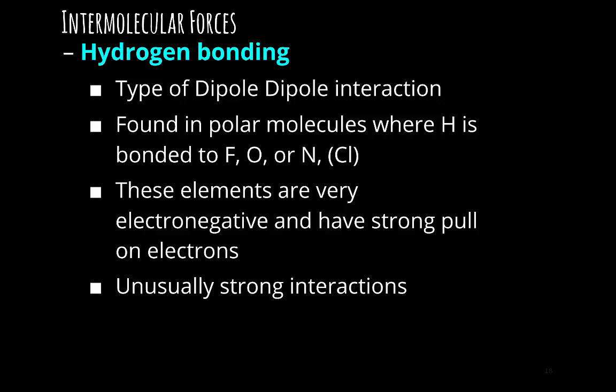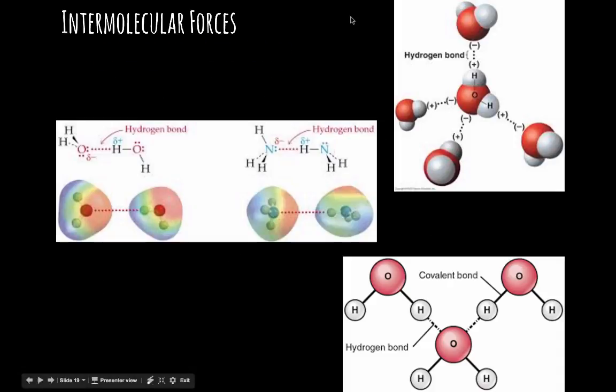Hydrogen only has one electron, so when it's bonded to fluorine, oxygen, nitrogen, or chlorine, that pulls its one electron away. Then hydrogen is just left with a proton all by itself. That creates a very strong dipole, which then creates a very strong attraction to neighboring molecules with those same dipoles. So these are really strong interactions, stronger than just regular dipole-dipole forces.